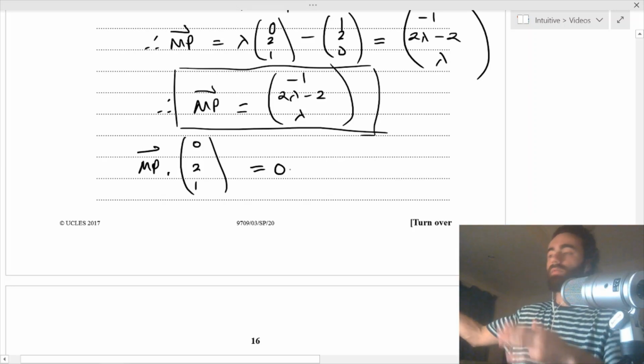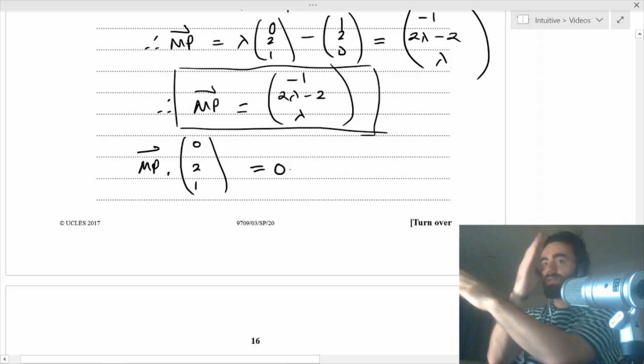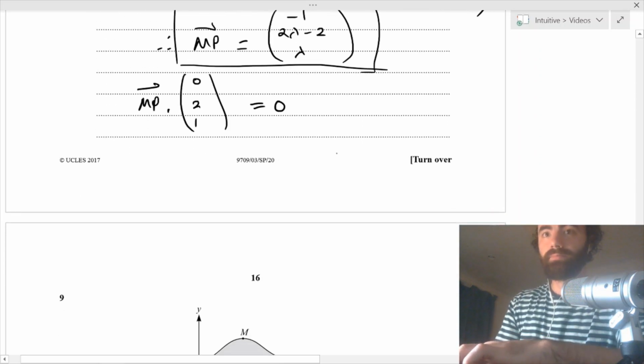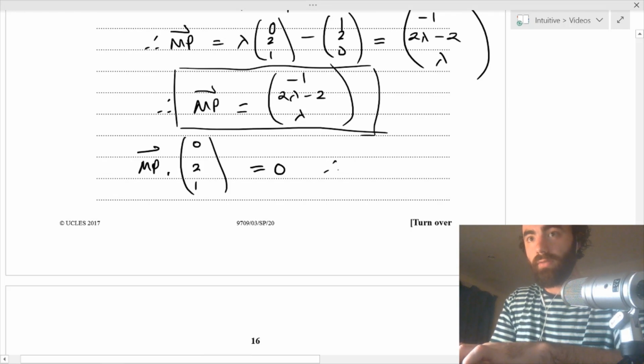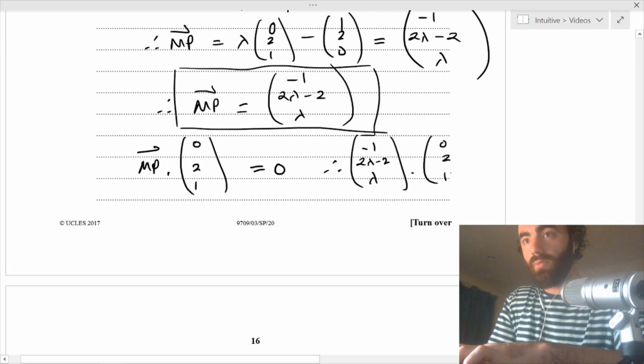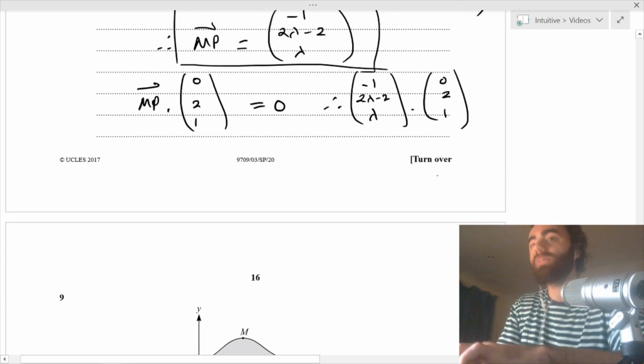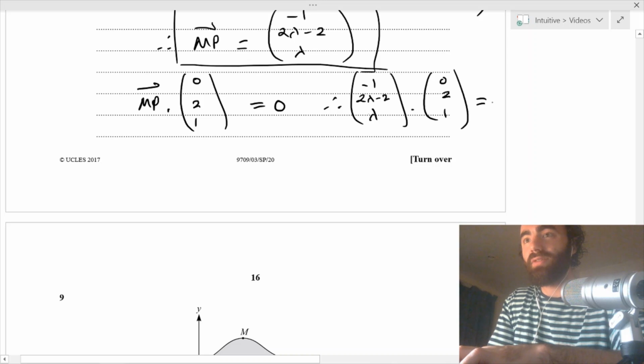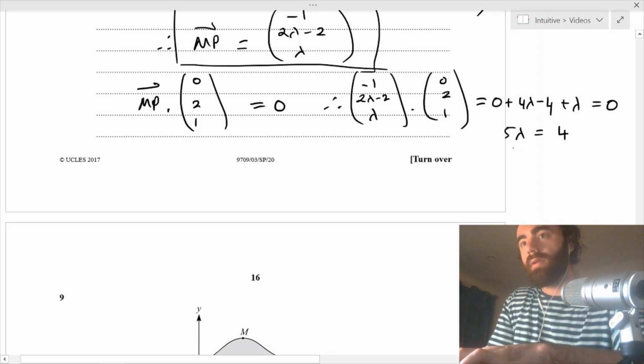That's from the cosine rule for theta. When theta is 90 degrees, cosine of 90 is 0. So therefore we get the dot product of (-1, 2 lambda minus 2, lambda) dotted with (0, 2, 1), and I'm running out of space. Awesome! So this is going to equal 0 plus 4 lambda minus 4, and then plus lambda equals 0. So we get 5 lambda equals 4. Just rearrange this so lambda equals 4 over 5.